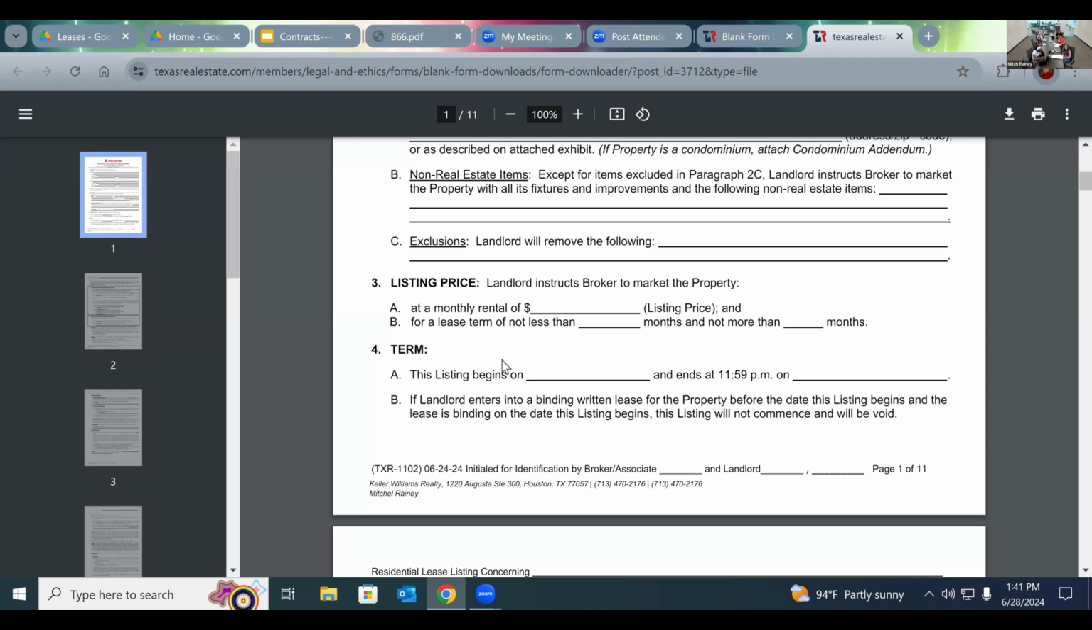What's the monthly rent and what's the term? Is it going to be 12 months, max of 24 months, or is it gonna be 12 months period? How long is that landlord willing to take a lease for?